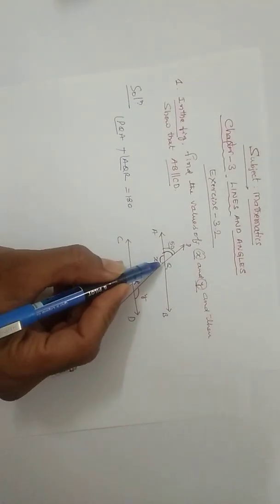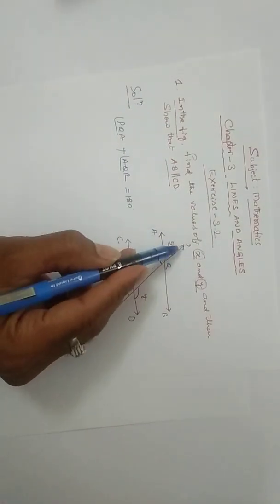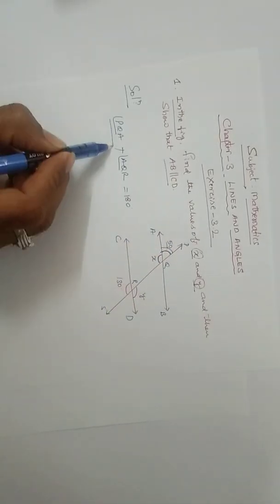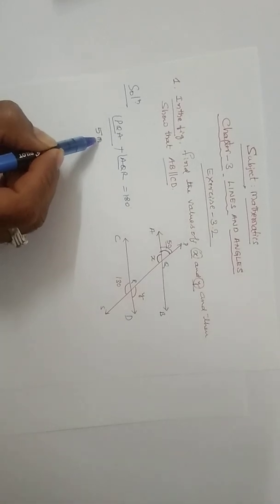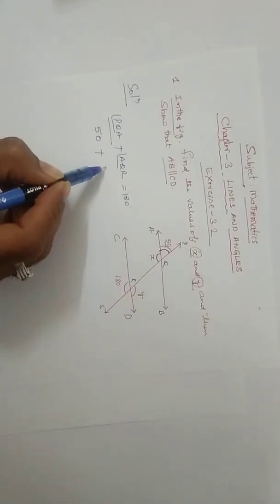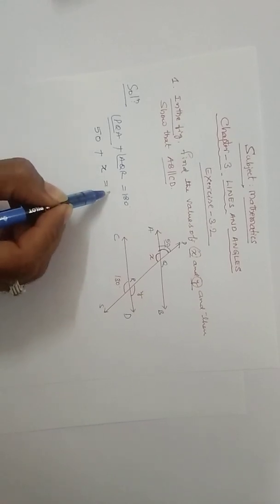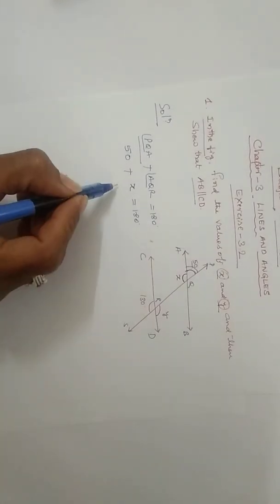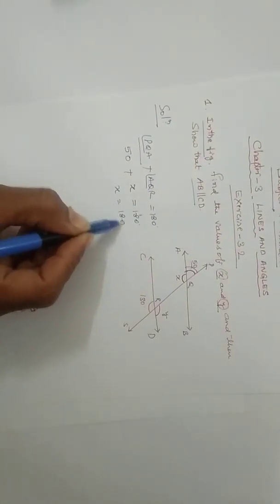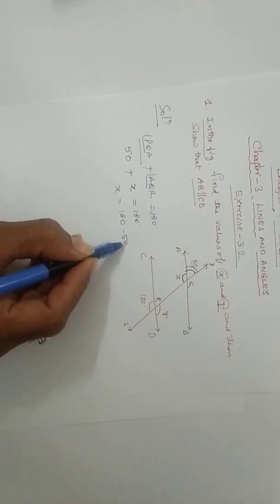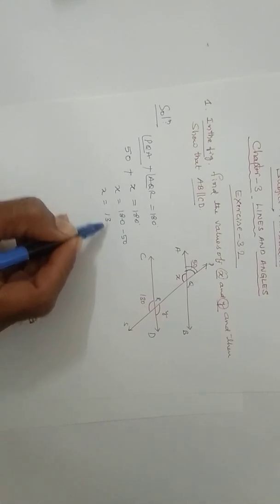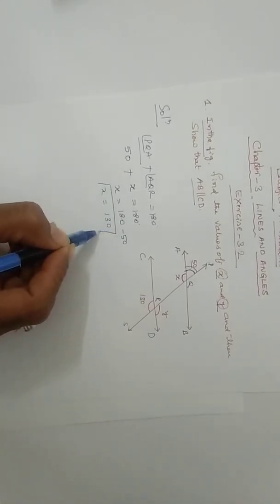It means a ray QA is standing on the line PQR, so the sum of these two angles, this one is already given, that is 50 degrees, and this is given as x. The sum of these two angles is equal to 180 degrees. Then it is very easy for us to find the value of x. So x is equal to 180 minus 50 degrees. If we subtract 50 from 180, the remaining is 130. The value of x is 130 degrees.